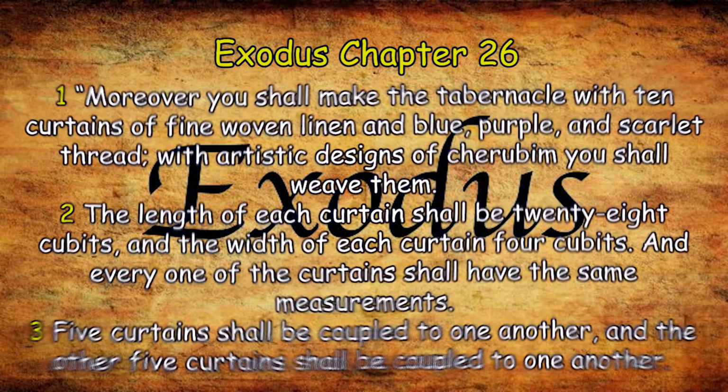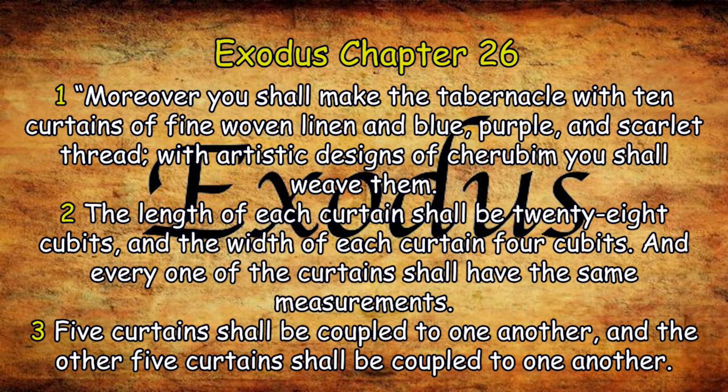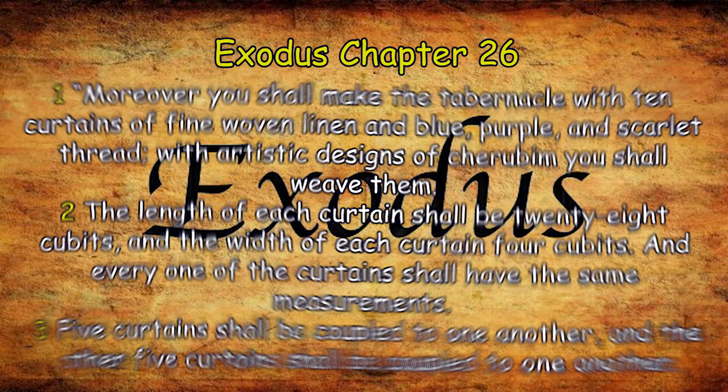Chapter 26. Moreover, you shall make the tabernacle with 10 curtains of fine woven linen, and blue, purple, and scarlet thread. With artistic designs of cherubim you shall weave them. The length of each curtain shall be 28 cubits, and the width of each curtain 4 cubits. And every one of the curtains shall have the same measurements. 5 curtains shall be coupled to one another, and the other 5 curtains shall be coupled to one another.